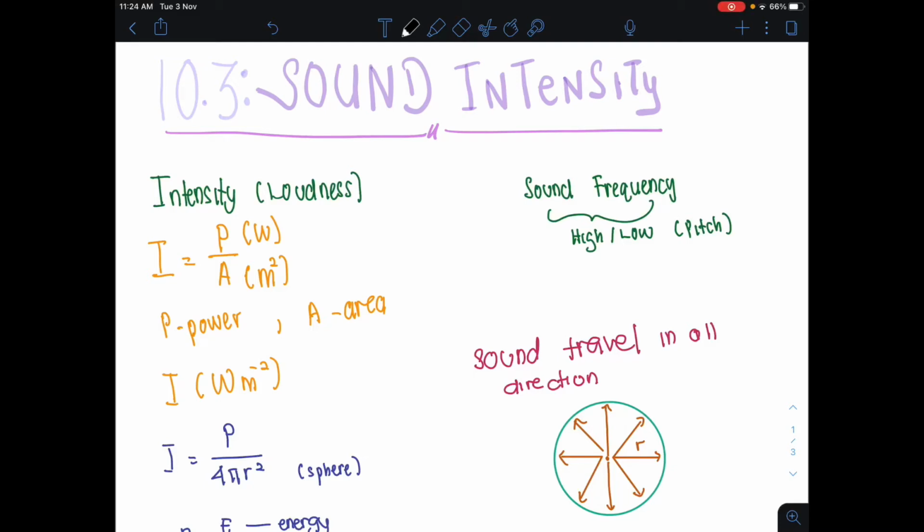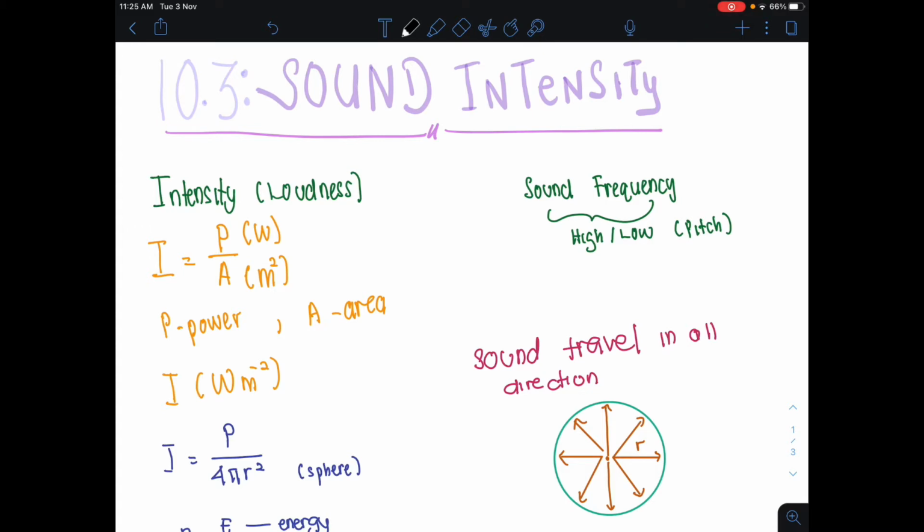Okay, now we'll continue with our next subtopic, sound intensity, 10.3. Intensity means loudness, how loud a sound is, whereas sound frequency is how high or how low the pitch of the sound is. So you must first understand the difference between intensity and frequency. Frequency is the pitch, how high or low a sound is. Intensity pula adalah loudness. Okay.